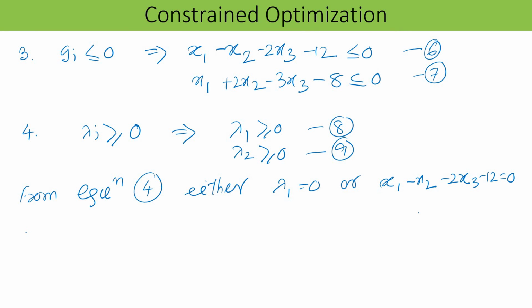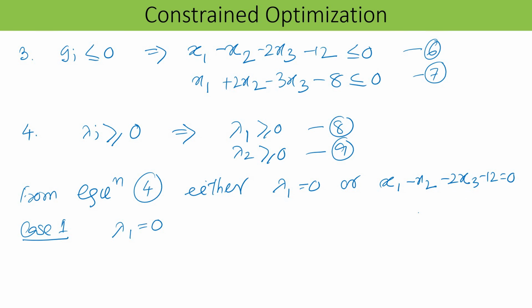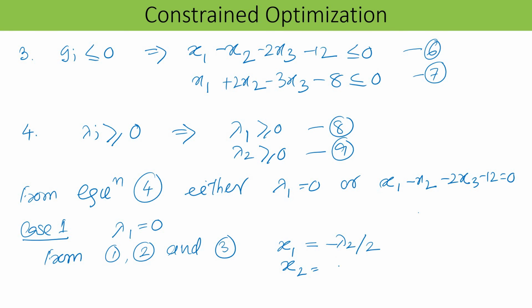Okay, so let us consider case 1, that lambda 1 is equal to 0. Then I put lambda 1 equal to 0 in equations 1, 2 and 3. Then what I'm getting is that x1 is equal to minus lambda 2 by 2, x2 is minus lambda 2 by 2, and x3 is lambda 2 by 2. Okay, so I'm getting this solution.